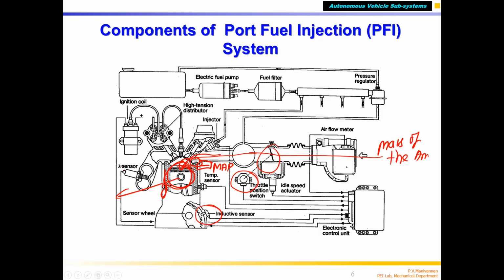Correct? More air goes in when more vacuum is there. So in that case, you have to inject more fuel. How do you know? Using the MAP sensor. You put a MAP sensor in addition to the TPS sensor, the throttle position sensor, which measures the amount of the air.